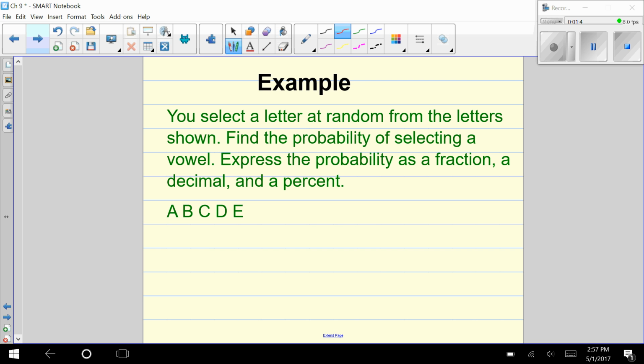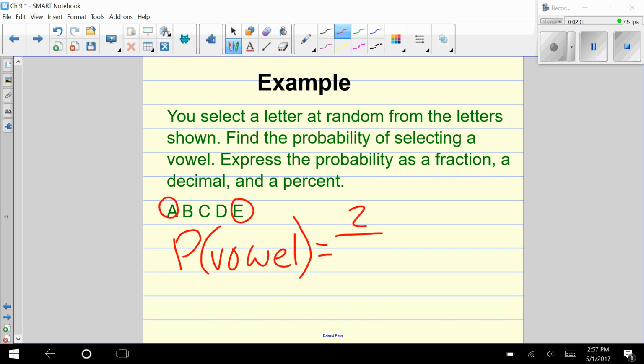So we're going to start here. You select a letter at random from the letters shown. We're going to find the probability of selecting a vowel as a fraction, a decimal, and a percent. So we would write that as probability of a vowel, just like this, with those parentheses around the vowel, equals number of favorable outcomes, which is 2 because A and E are both vowels, over possible outcomes. Well, there are 5 letters, 2 over 5.